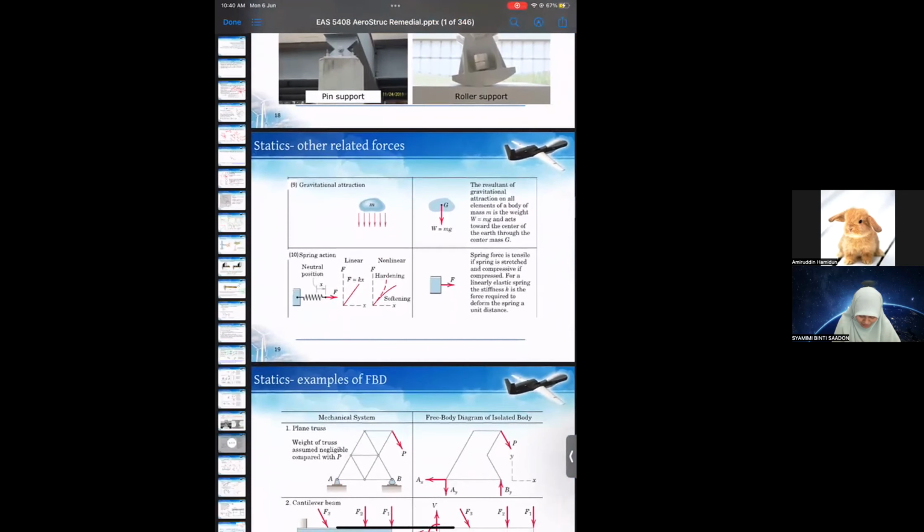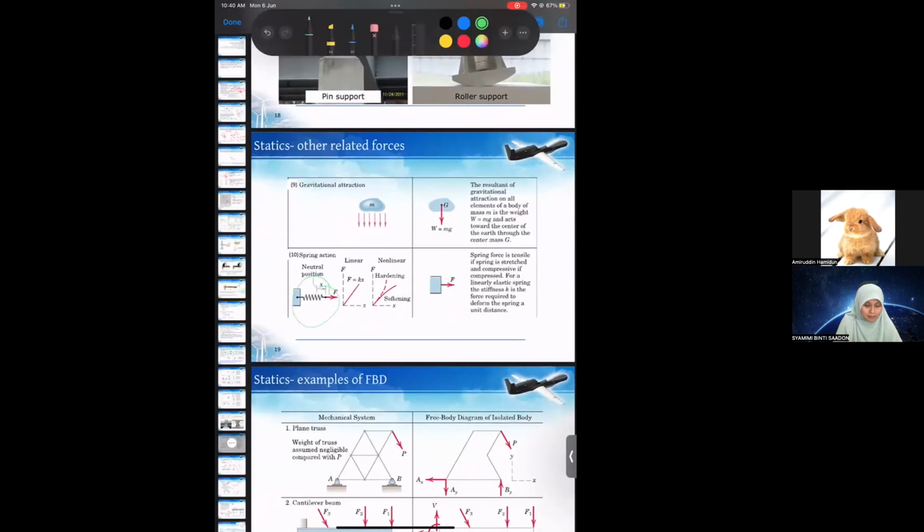Spring action. Spring, or rubber band, something like that. Spring force is tensile if the spring is stretched, and compressive if compressed. So the spring can be compressed or stretched. For a linearly elastic spring, the stiffness K is the force required to deform the spring a unit distance.